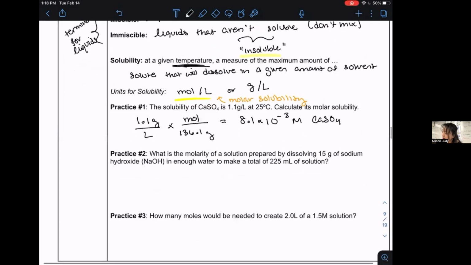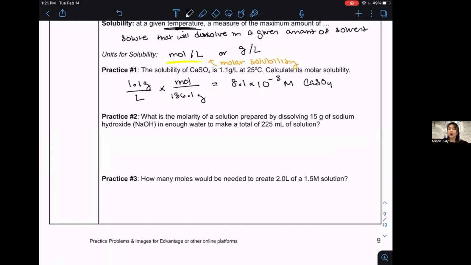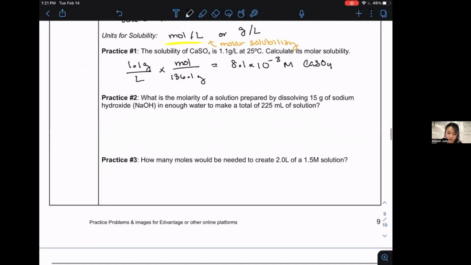So go ahead and try practice 2 and 3 on your own, and then we'll quickly compare. So Sam, what'd you get for practice number 2? I have no idea. Okay. Does anyone know?